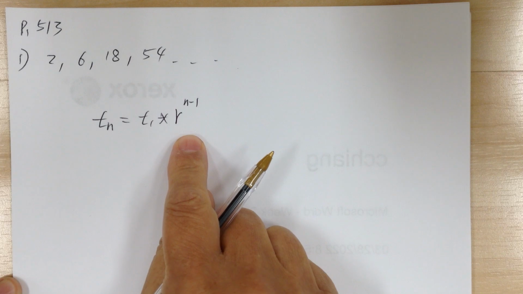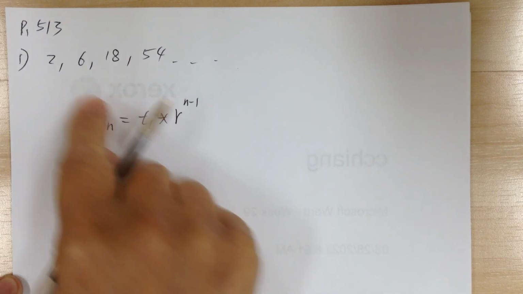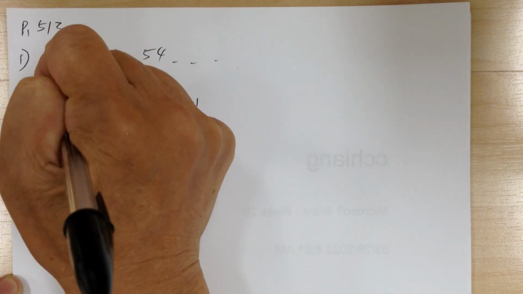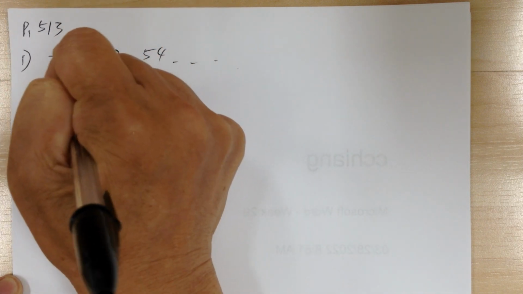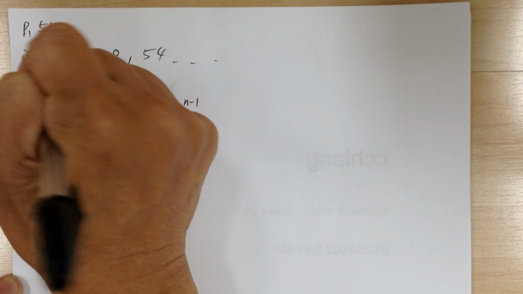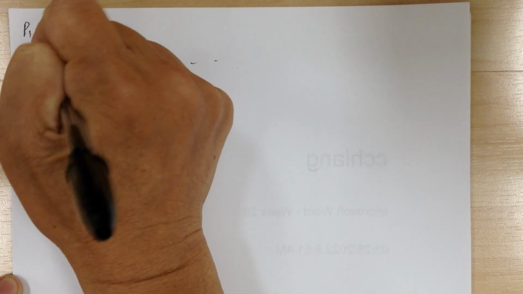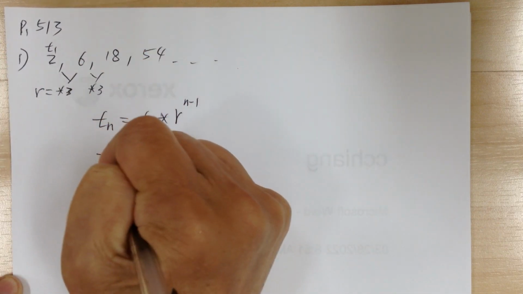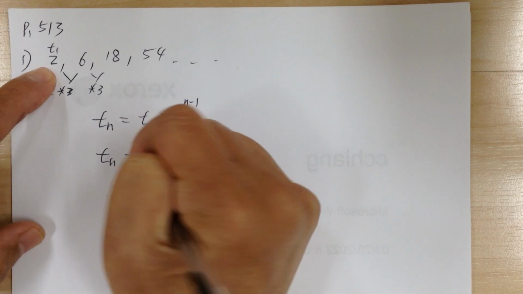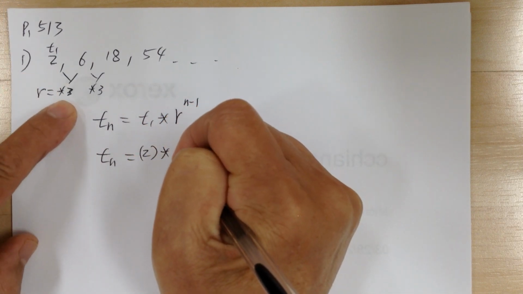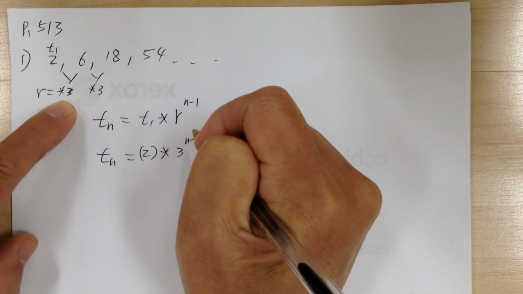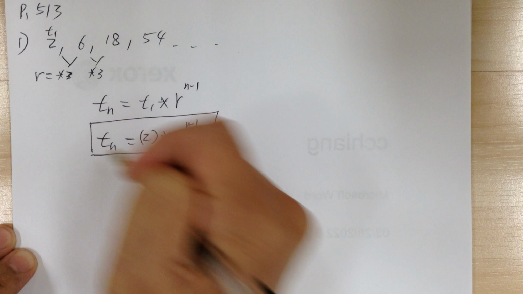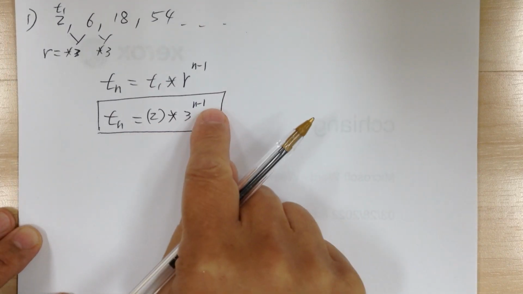So you start with this formula, then you go and fill in the ones that you know. This is geometric, so you have to multiply by 3, so R equals 3. And this is the first term, so that's your T1. Substitute these two into here. So you got T of n equals 2 times 3 to the n minus 1. That's your formula, and that's it.